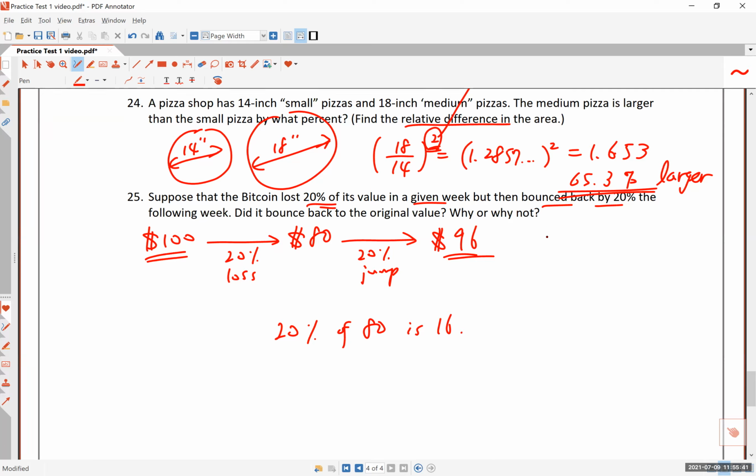Compared to what you started with, it's a loss of 4%. Even though it went down by 20% and came back by 20%, okay? Because you can't just add or subtract percentages. These 2 percentages, 20% down and 20% up, have different base numbers. And therefore, the answer is not that it came back to the original value, but the value lost. The loss of the value turns out to be 4%.